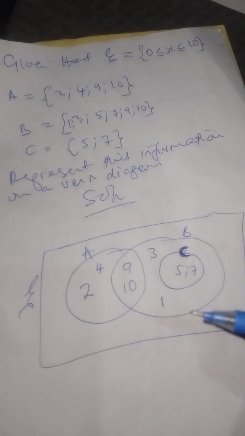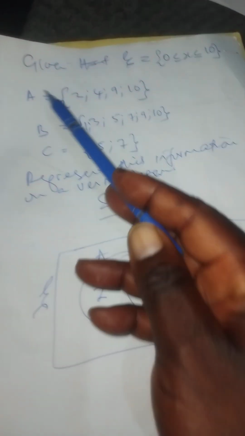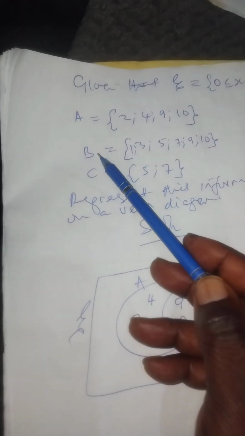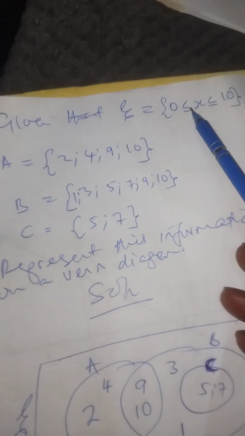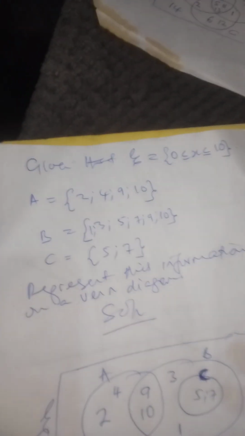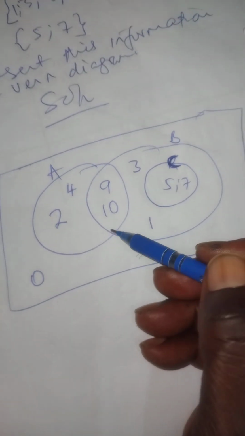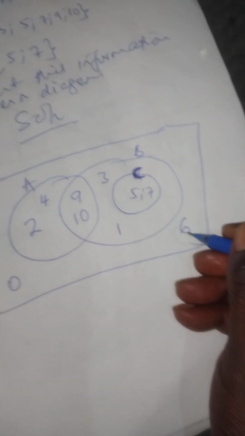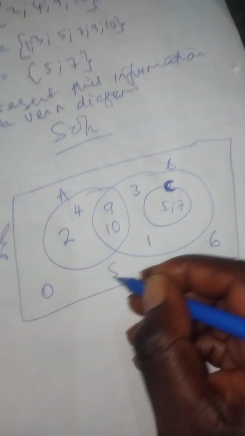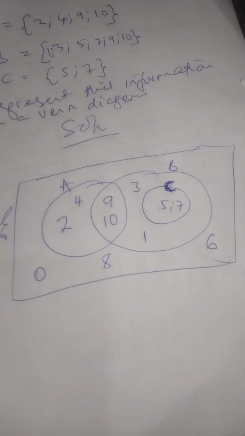Now we look at which elements are neither in these three sets, are not in set A, set B, and set C. We will now compare these elements with the universal set. 0 is neither. 1, 2, 3, 4, 5, 6 is not there. 7 is there. 8 is not here, 9 and 10. So this is now our universal set.